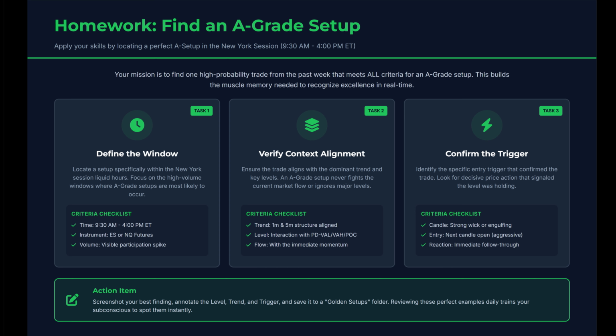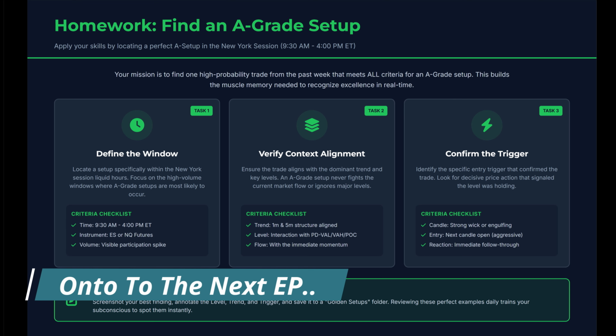Once found, screenshot the chart, annotate it, and save it in your Golden Setups folder. Reviewing these examples daily trains your subconscious, helping you recognize excellence in real time. This homework bridges passive learning with active mastery. Next, we'll shift gears and tackle the B-grade homework assignment, where you'll identify a valid trade during the early overnight session.